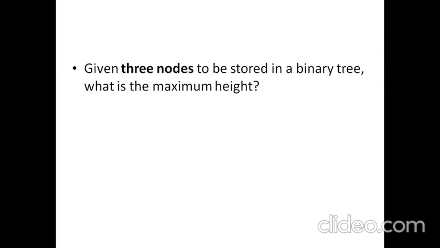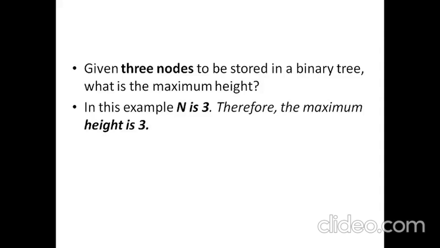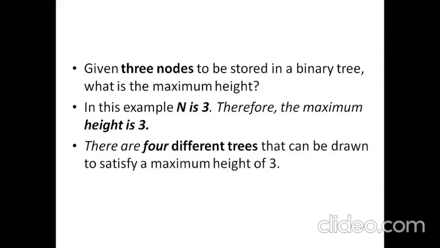Now given 3 nodes to be stored in a binary tree, what is the maximum height? Answer is simple. It's going to be 3 only, because n is 3 and the maximum height is also 3 only. The maximum height is 3, and there are 4 different trees that can be drawn to satisfy the maximum height of 3. I will show you the possible trees we can construct out of this.